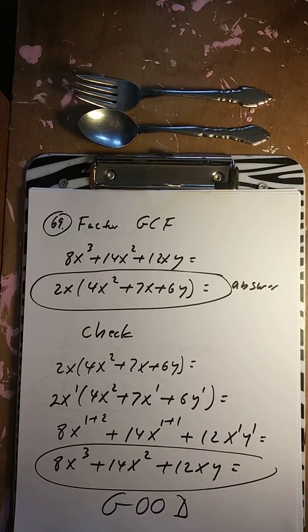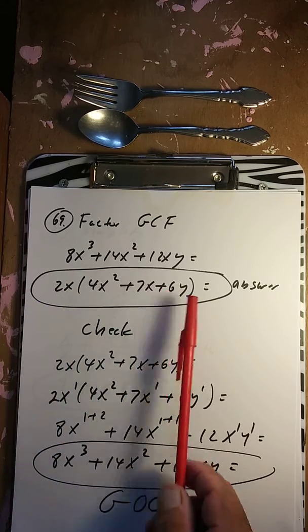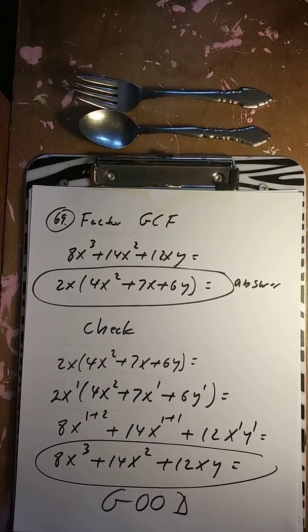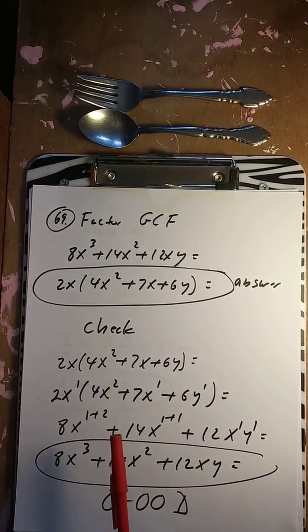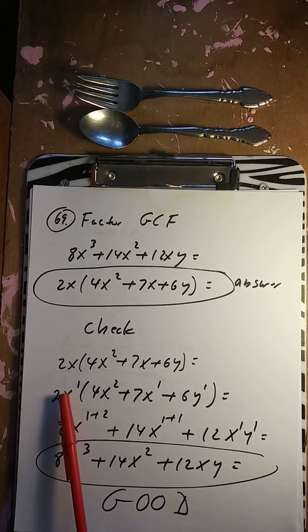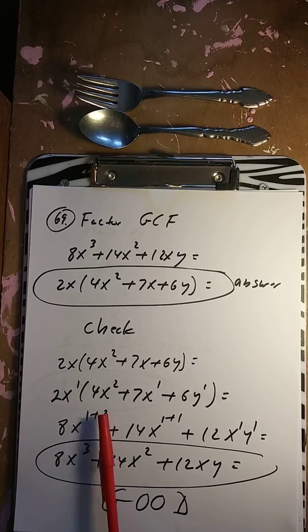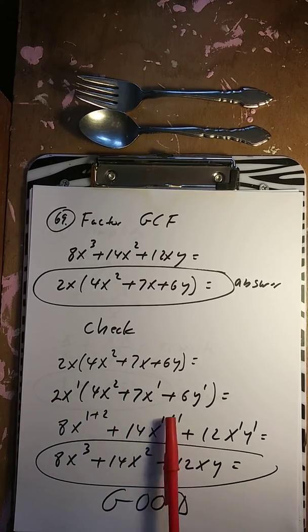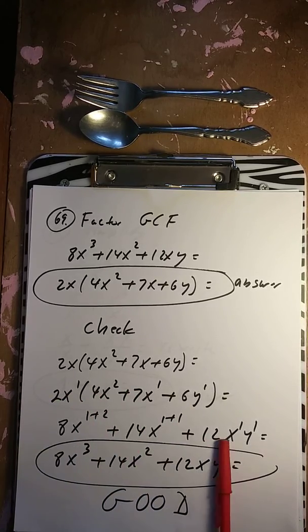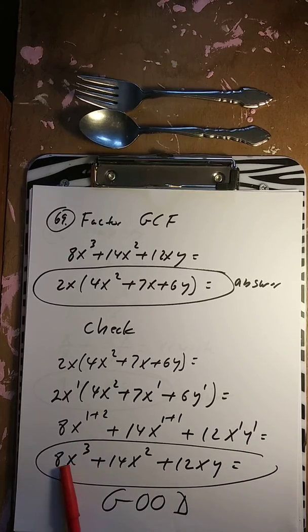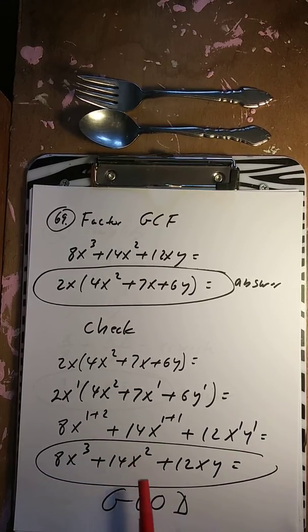Again, factor out the GCF. I say 2x comes out from all these, and that's what's left over. But we've got to check it. Ready? So 2x times this one, you write it. 2x to the 1, to the 1, to the 1. That times that one is going to be 8x to the 1 plus 2. That's going to be 14x to the 1 plus 1. And that's going to be 12x1, y1. That's going to be 8x cubed, 14x squared, 12xy. Does that match the one up there? Yes, it's good.